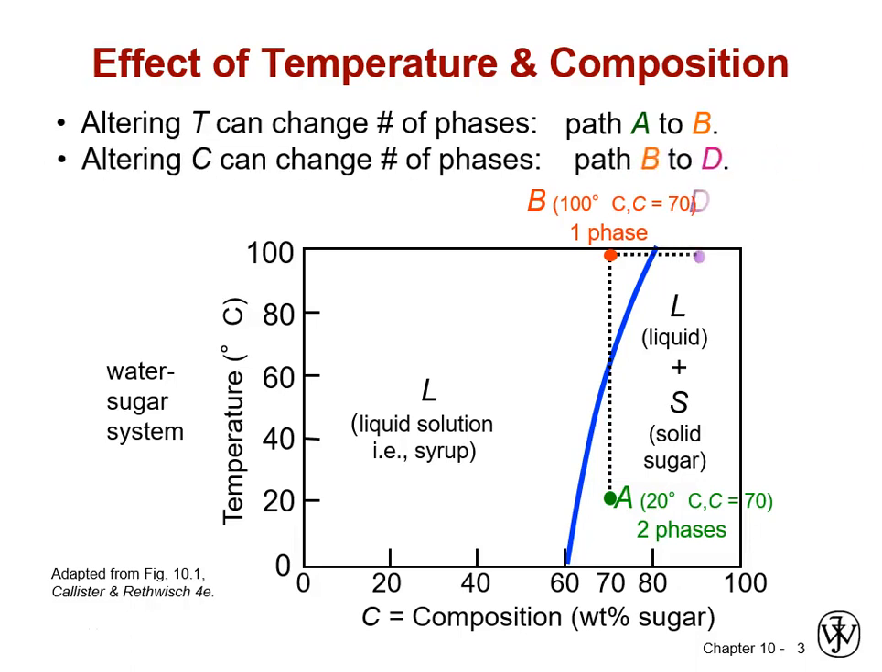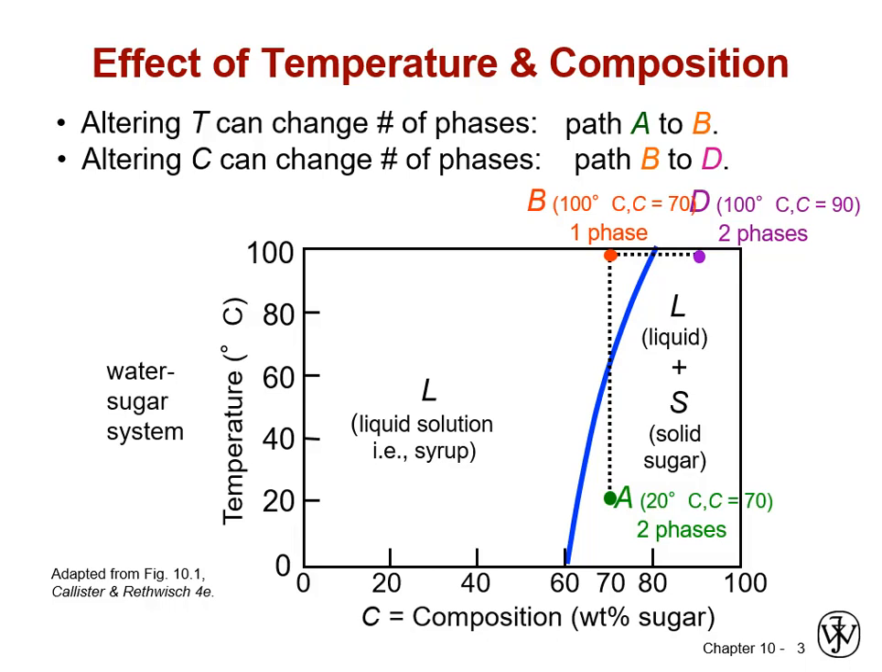We can do the same thing by changing composition. So we're looking at another animation here. If we have a path from B to D, so B was our orange circle at 70% sugar and 100 degrees C. If we were to add some sugar, so we went from 70% sugar to 90% sugar, but we kept the temperature the same. So we only changed 1 state variable at a time.